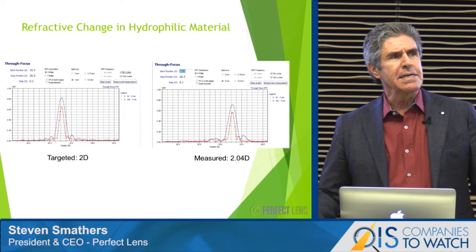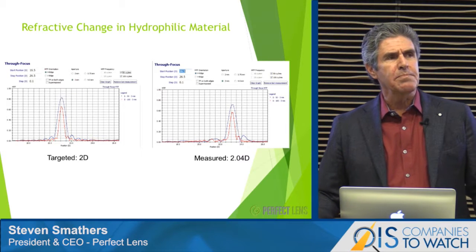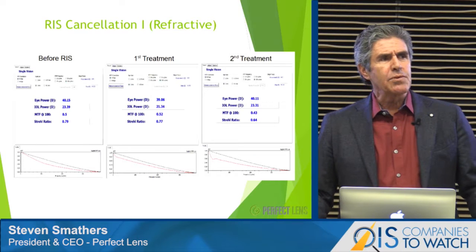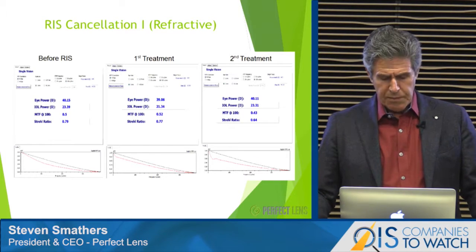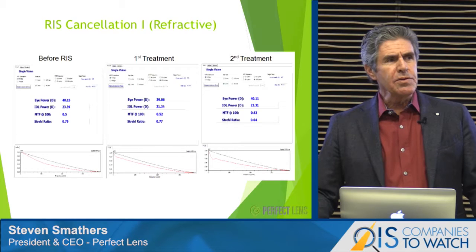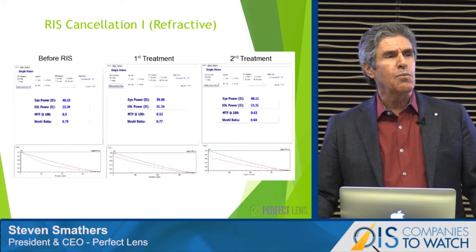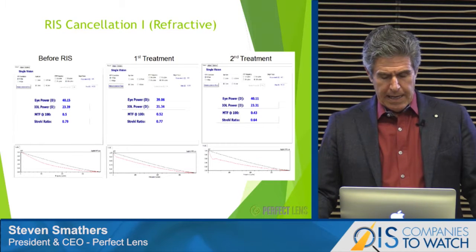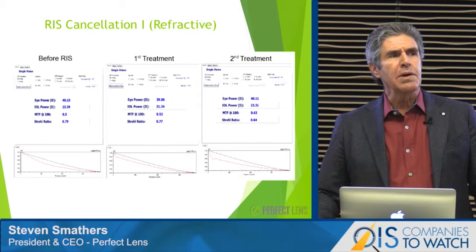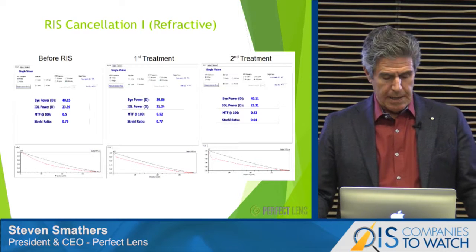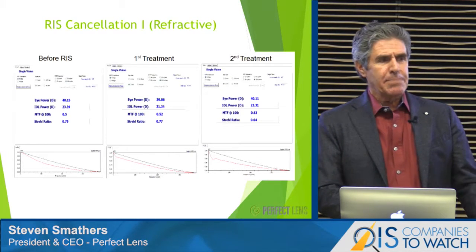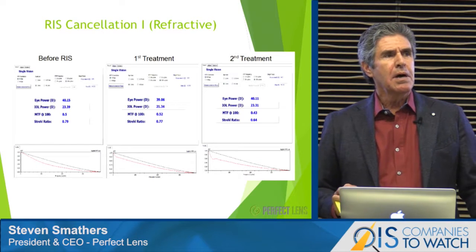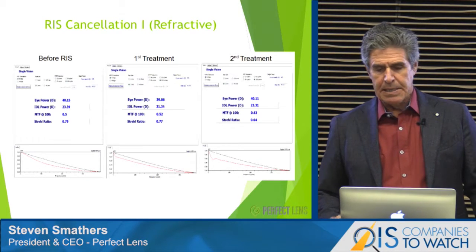The next lens is evidence of the real flexibility of this process. In this lens, we started with a 23 diopter lens, 23.3, and we reduced the diopter to 21.3. We then treated the same lens again and took the diopter back to 23.3 diopters. We maintained a very good MTF of 4.3 while having 2 operations on the same lens.